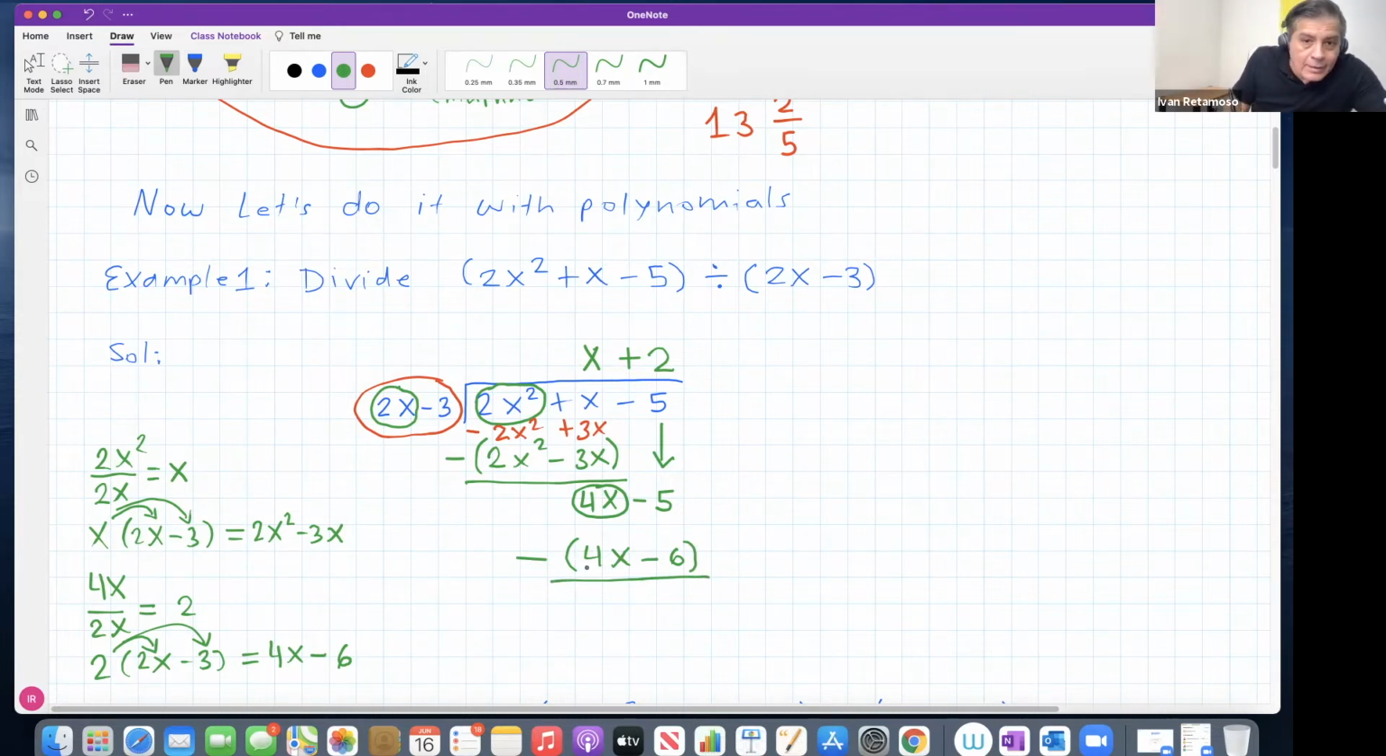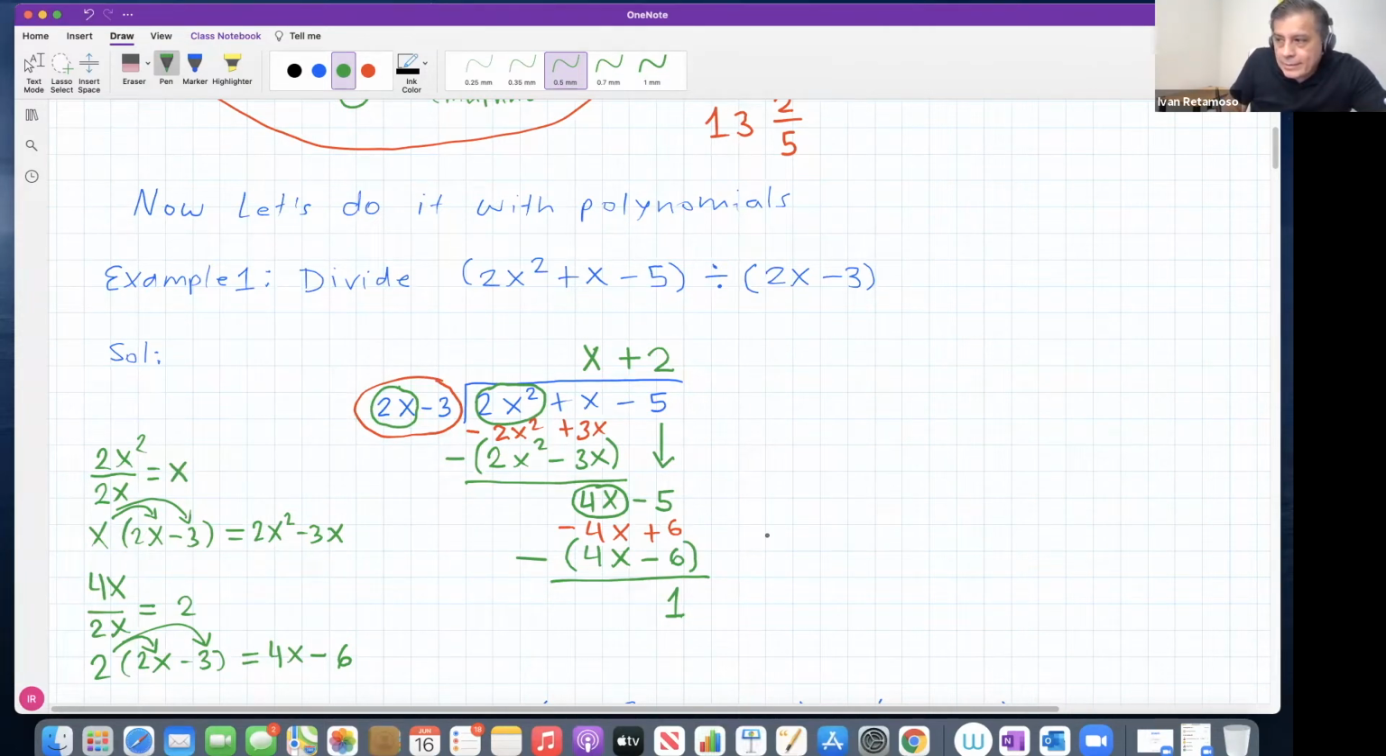Now, to help myself with this subtraction, I do this. I distribute the negative sign. Look, this will be minus 4x, right? And minus plus 6, right? So that I forget about this. I just deal with these two guys. 4x minus 4x, 0. Minus 5 plus 6 is 1, right? 1. So 1 here. Now I don't have more terms to bring down. This means that I'm done. This is over, right? This is over.